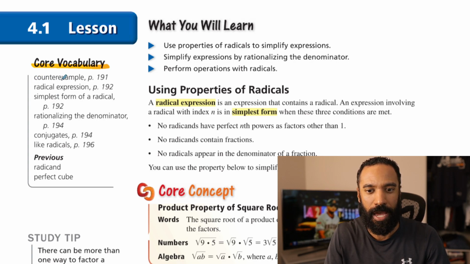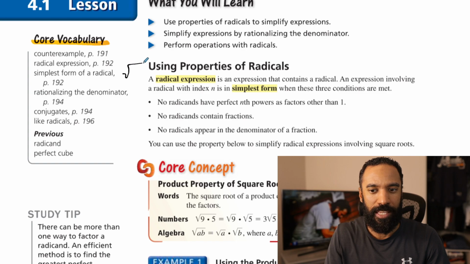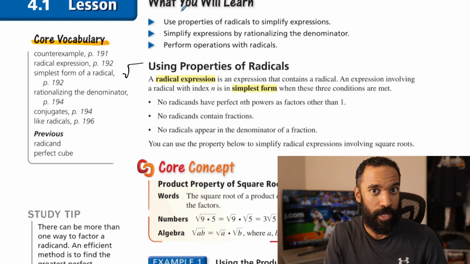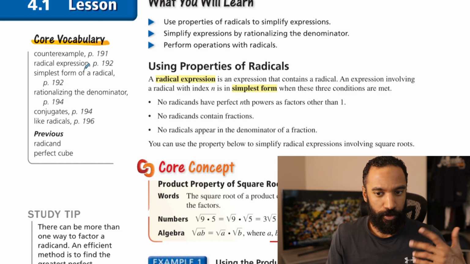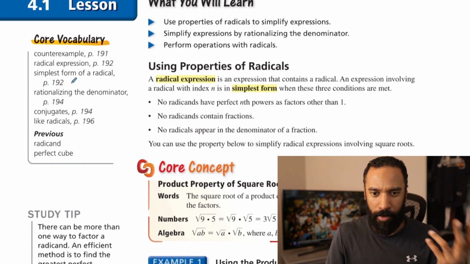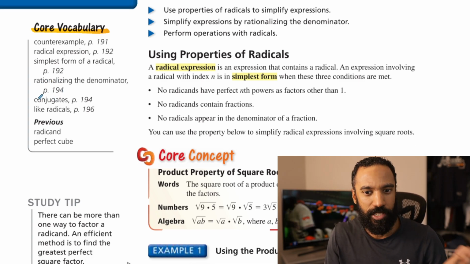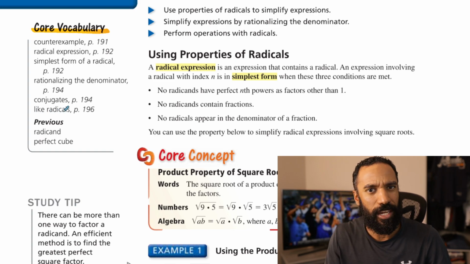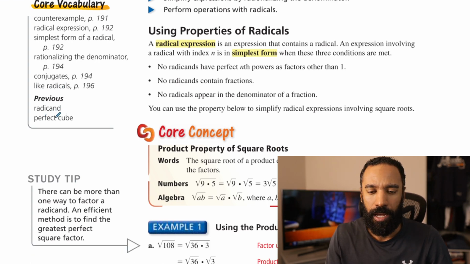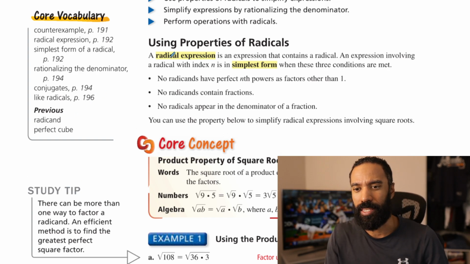Let's see some of the core vocab. Counterexample. I actually don't know how they're going to use that. Radical, by the way, is this square root symbol. It's not always square roots, though. It could be cube roots, fourth roots, whatever, but that symbol. Simplest form of a radical, breaking them down, that's what we're trying to do. Rationalize the denominator, we'll get to that. Conjugates is what we're going to use to rationalize the denominator quite a bit. Like radicals, kind of like terms. Perfect cubes, perfect squares, perfect fourth powers, things like that.